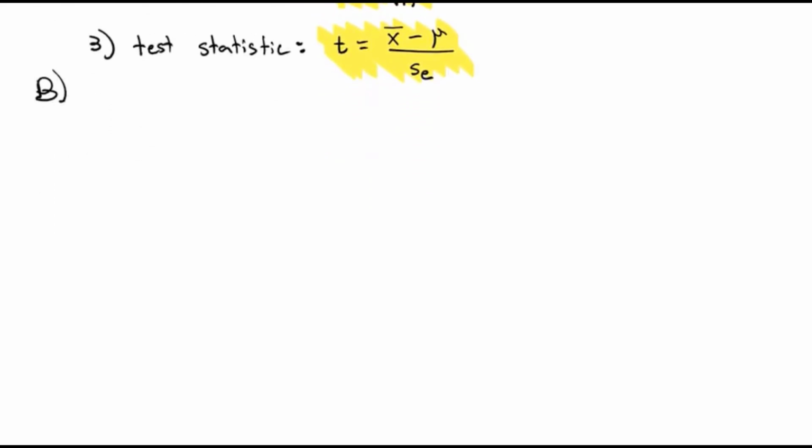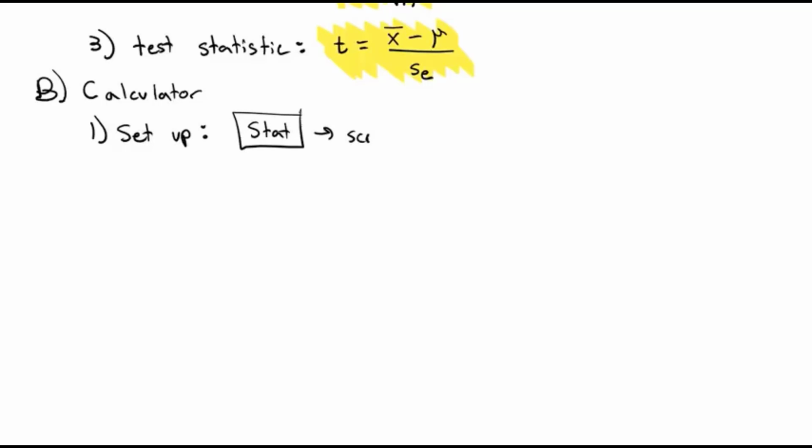The way we're going to do that is we're going to use our calculator. First, we have to set up the test. And the way we set up the test is you're going to hit the Stat button. Then you will scroll over to Tests. Then you will scroll down to the t-test.